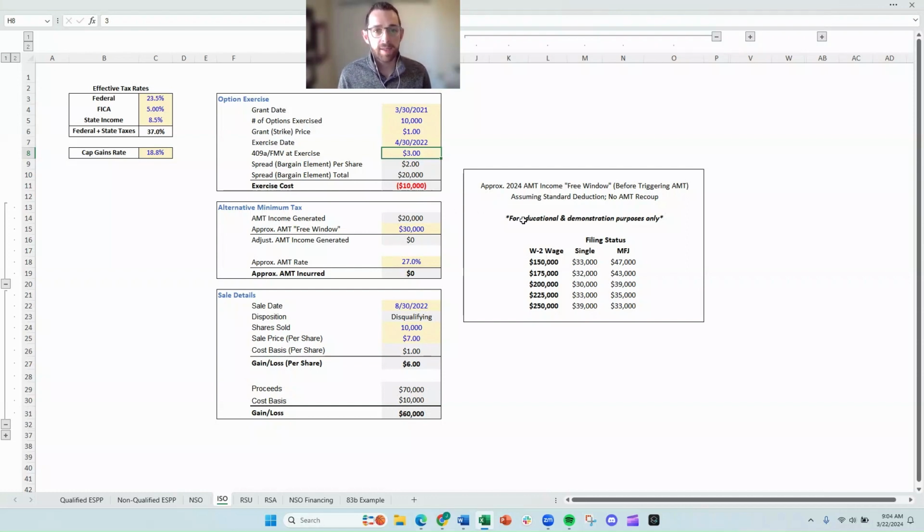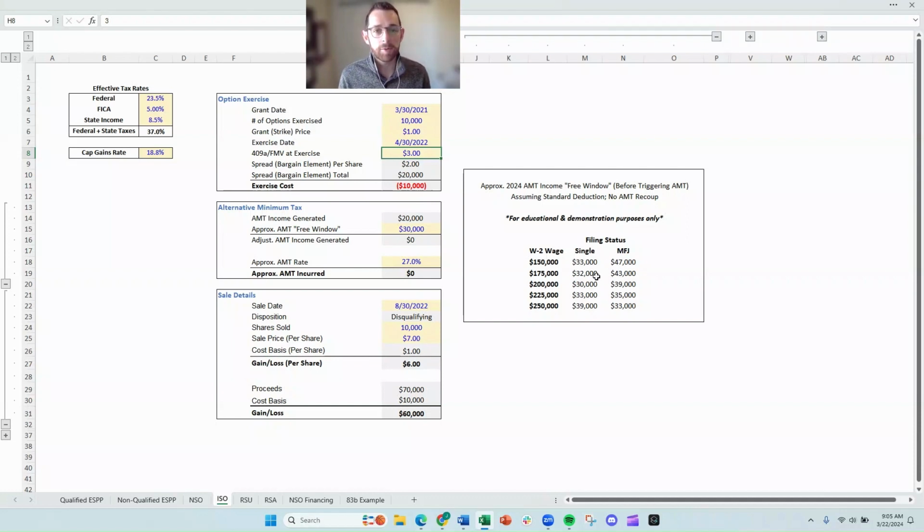So I want to caveat this by saying this should only be used for educational and demonstration purposes only. There are about a million factors that could impact this quote unquote free window for AMT, whether it's capital gains or interest or 401k deductions, you name it. So every person's situation is going to be different. But generally speaking, if you are a W-2 employee, you earn about this much. This is your filing status. You take the standard deduction. You don't have any AMT recoup from previous years, that type of thing. You don't have any capital gains or interest. Your AMT free window is probably around $30,000, depending upon your income level.